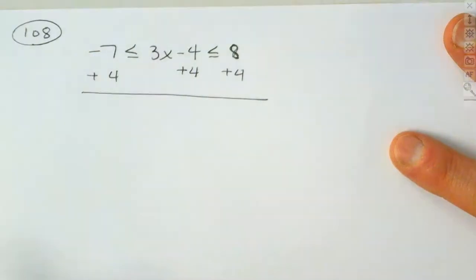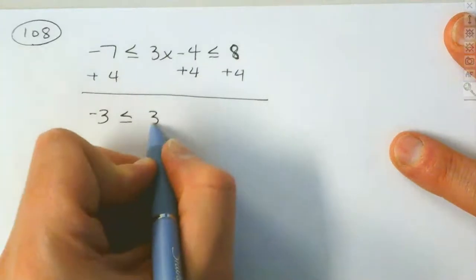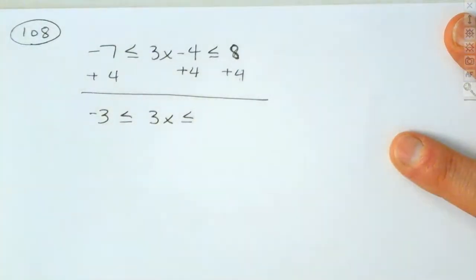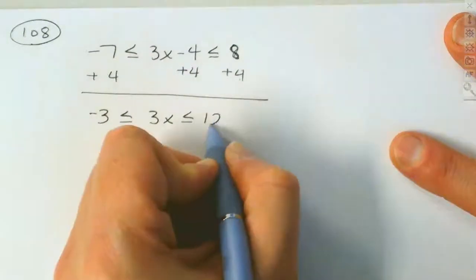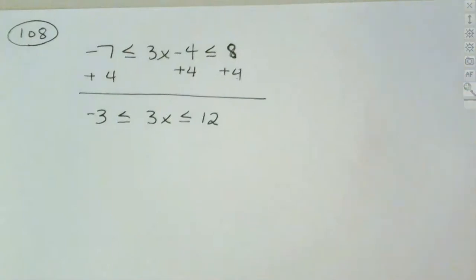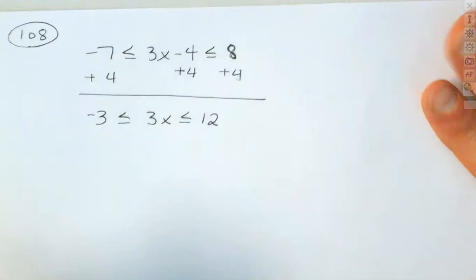And then we've got minus 7 plus 4. That makes it a minus 3. We still have a 3x in the middle. And 8 plus 4, well, that makes it a 12. Now, what do we need to do? We need to get the x by itself. So what do you think we should do next?